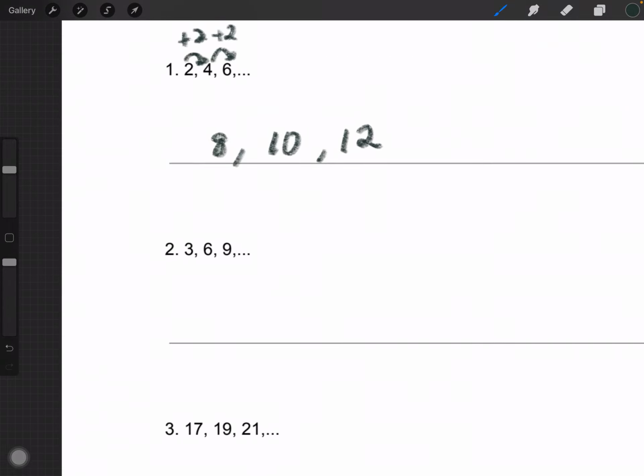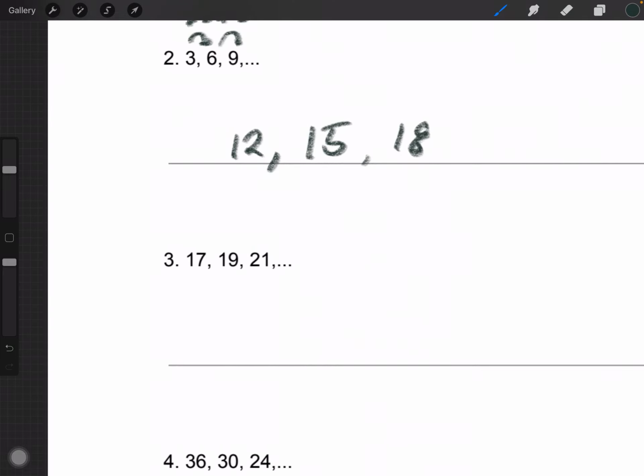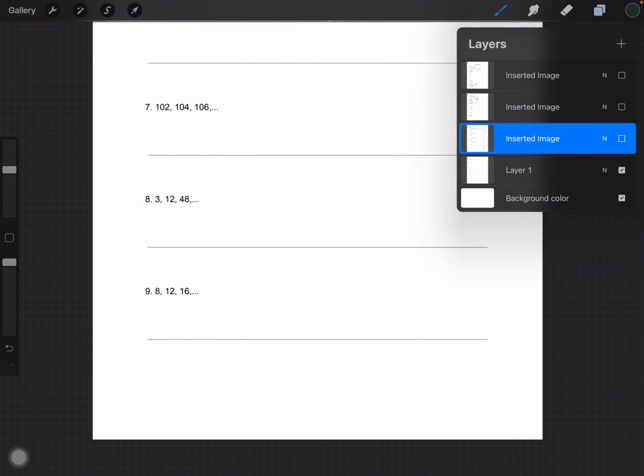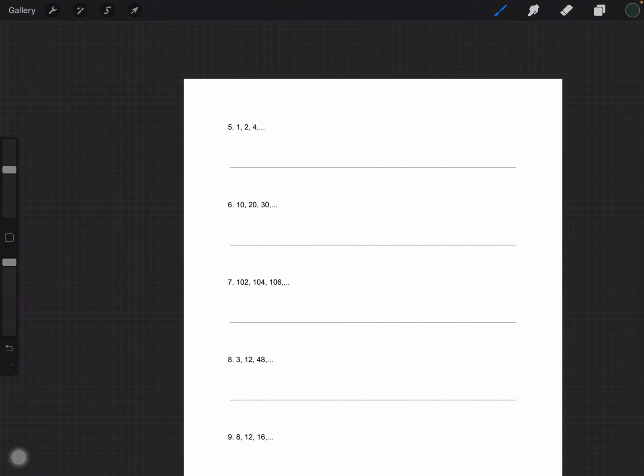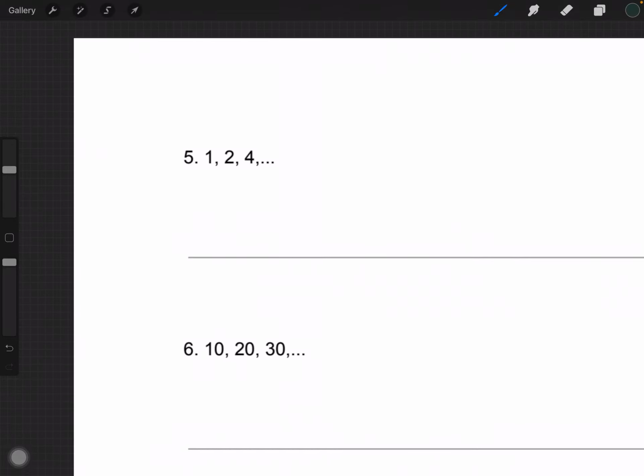In this one, we're looking at 3, 6, 9, and so we can infer that 9 plus 3 equals 12, 15, and then 18. The next one, 17, 19, 21, each one is increasing by 2. And then same thing goes for the next page, 1, 2, 4.